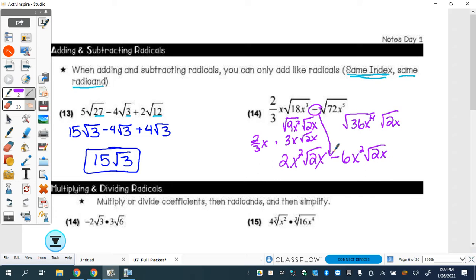So now we have same radicals. We can actually subtract. So 2x squared minus 6x squared, negative 4x squared, radical 2.